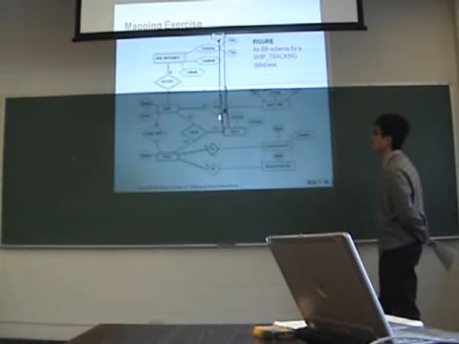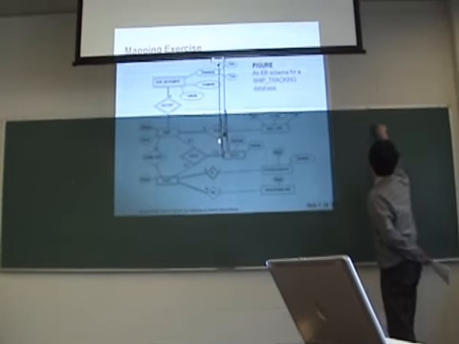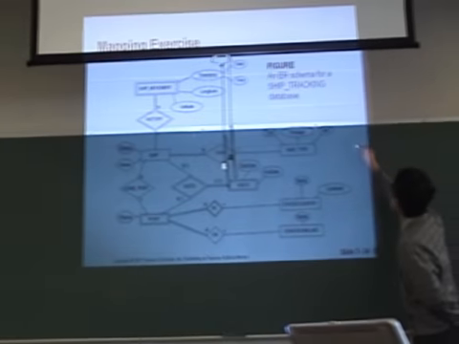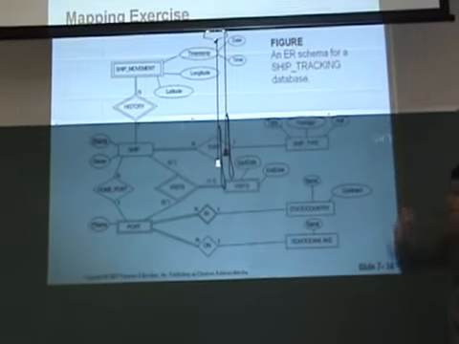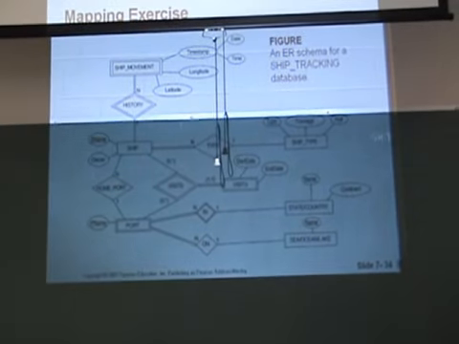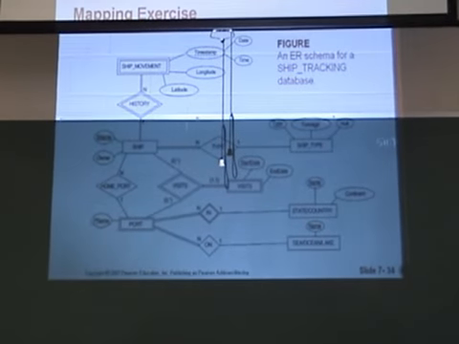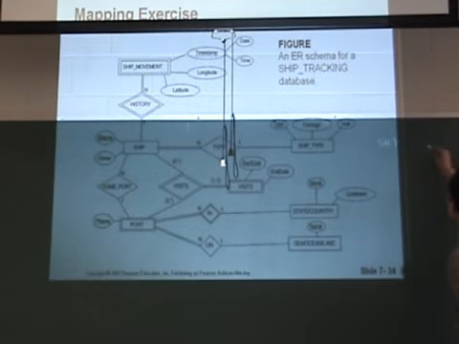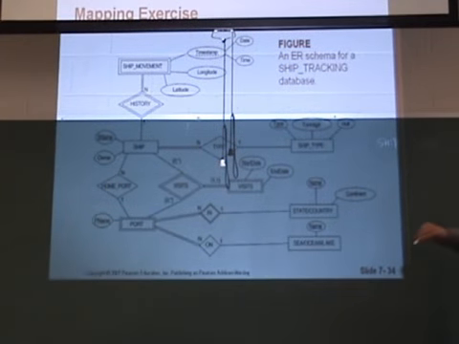Strong entity, so we can create a ship relation. What can be the primary key of this relation? Ship name. It's a ship name, S name. Okay, and the line, there is an attribute owner.